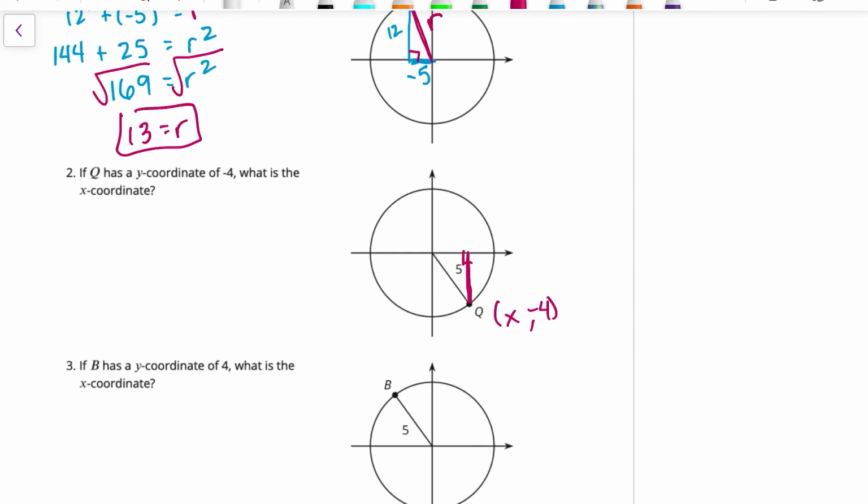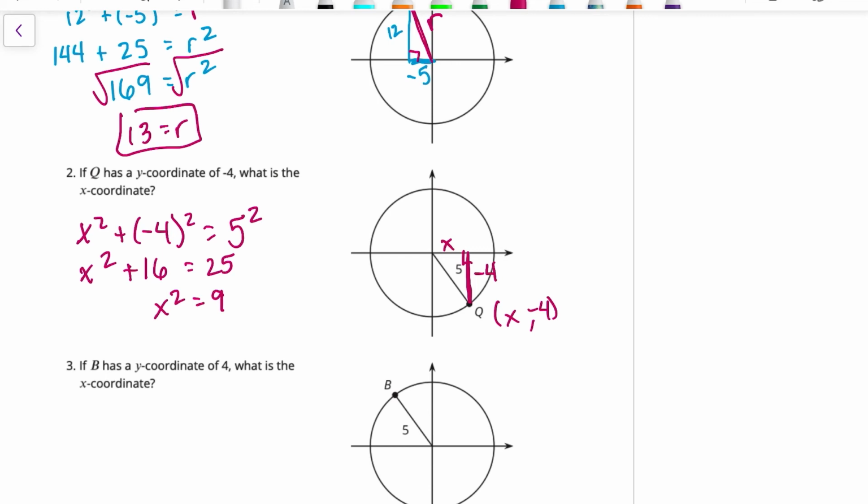And so we know that this value is -4, or rather the length is 4. And so we're trying to figure out what that other length is. So again, we have x squared plus -4 quantity squared, because those are the two legs, equals that hypotenuse squared, which was 5. So we have x squared plus 16 equals 25. And then we subtract that 16 over, and we get 9. So when we take the square root of both sides, we get x equals 3.